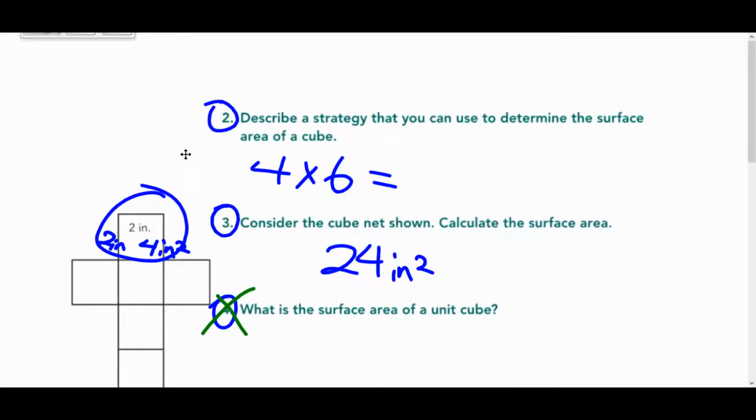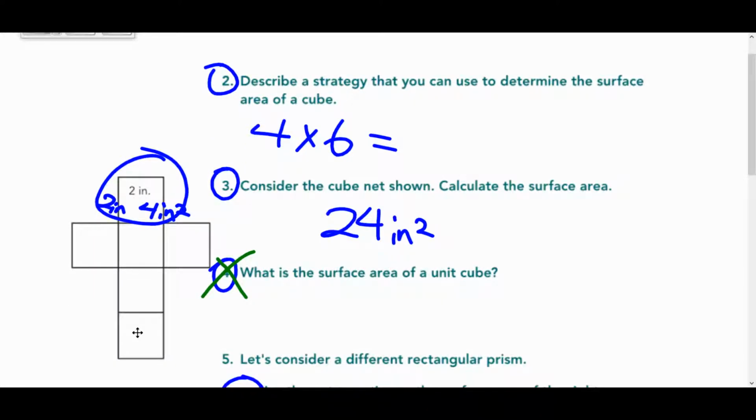So here we go. We took a look at this net of a cube, and we wanted you guys to come up with a strategy. How would you find the total surface area? And a lot of you correctly said, well, if we find the area of one of these faces, then we could just multiply it by 6, because since it's a cube, they all have the same area. Okay, and you were right. So we find 2 times 2 is 4, and then we multiply that by 6, we get 24 inches squared.